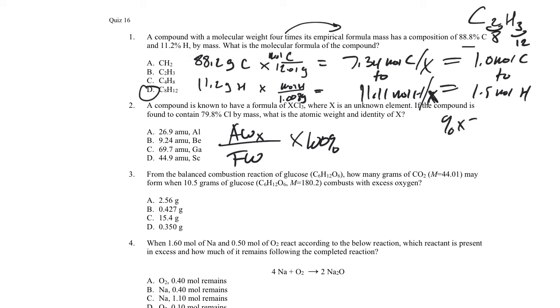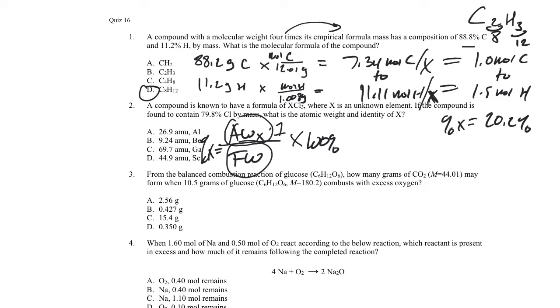The percent of X would just be the difference of the chlorine mass from 100%, so this would be 20.2%. So we know what this is. This is the percent X, which is equal to the atomic weight of X times just the 1 X in the formula, divided by the formula weight. Now the problem is I don't know this or this. I don't know either the atomic weight of X or the formula weight at this point.